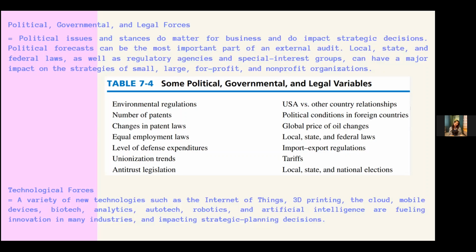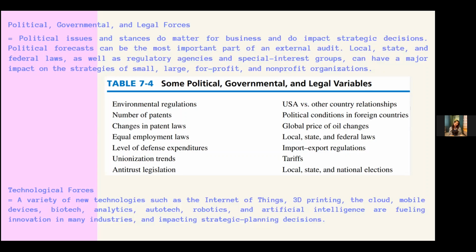We have several variables in political, governmental, and legal forces, and they are environmental regulations, number of patents, changes in patent laws and equal employment laws, level of defense expenditure, unionization trends, antitrust legislation, and etc.